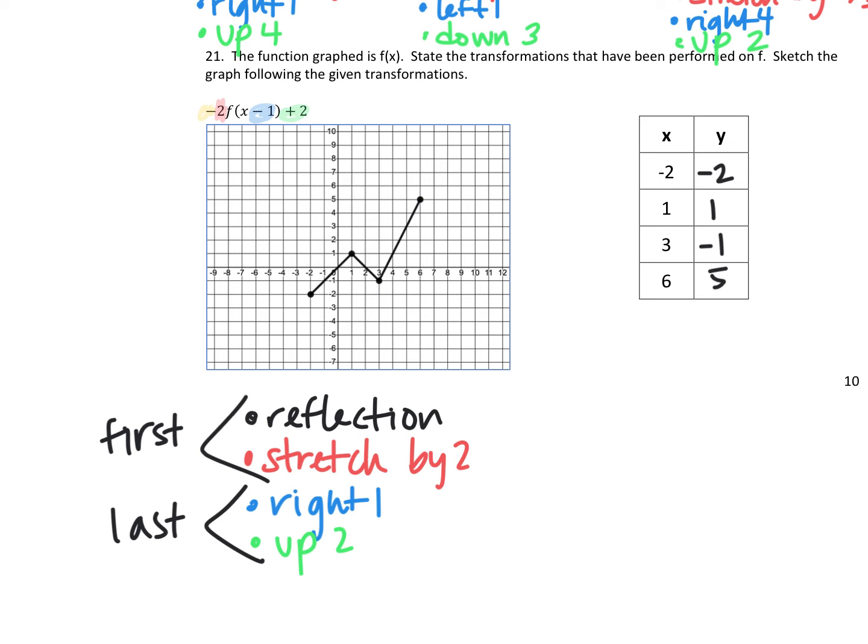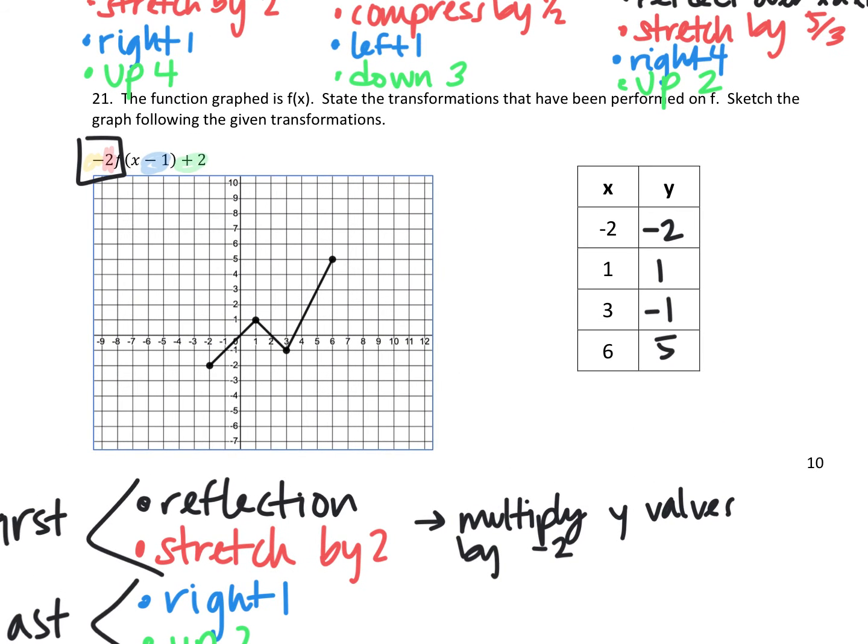Okay, and now first we're going to do the reflection and the stretch by 2. So in order to do that, we're actually just going to multiply our y values by -2, because it's the a value in front. We're doing that multiplication first. So I'm going to take my points here, and I'm going to multiply by -2. And that should give me new points.